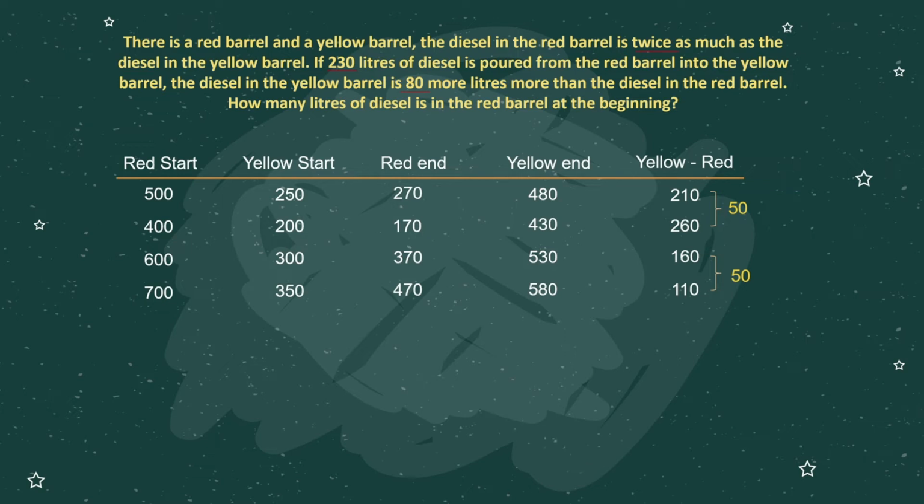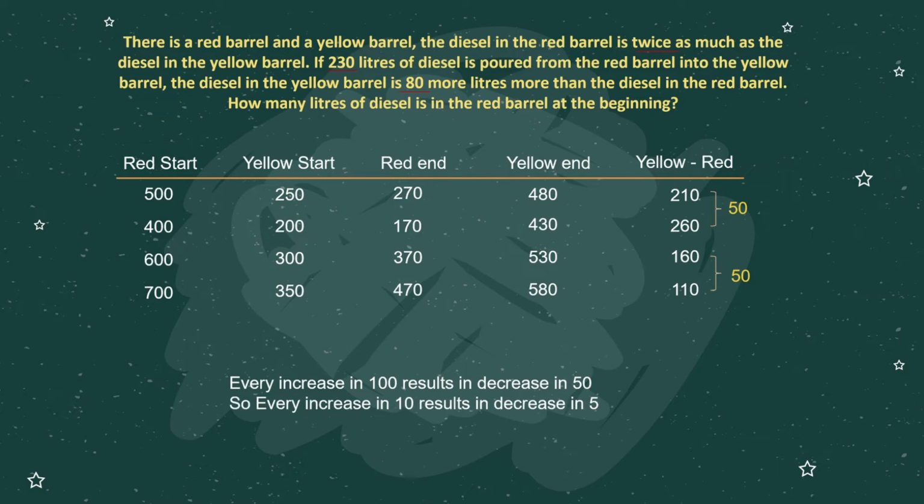So we are seeing a pattern here. Every 100 that we increase in the red barrel at the start, the difference between the yellow and the red will decrease by 50. So that means that every increase of 10 in our starting value will decrease our difference at the end by 5. Hence, for the decrease from our last guess of 110 to 80, we need to increase our starting value by 60.